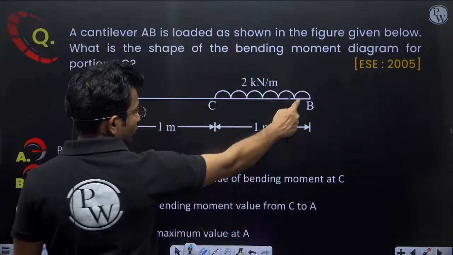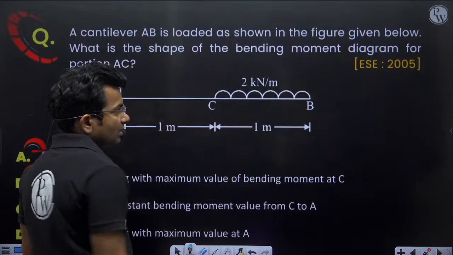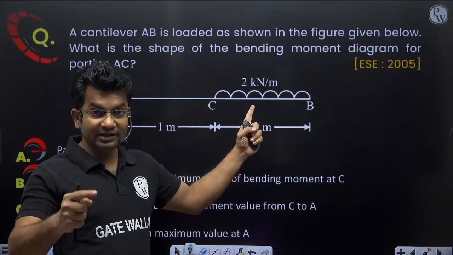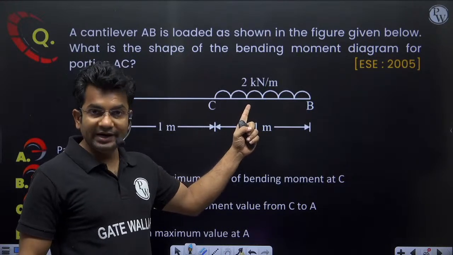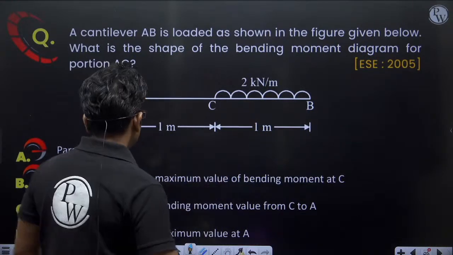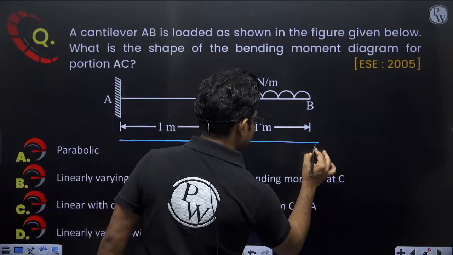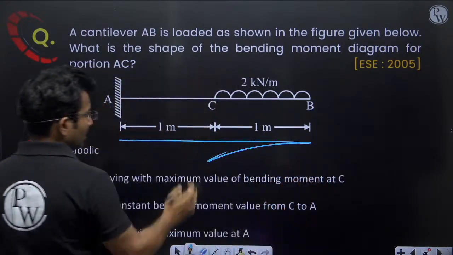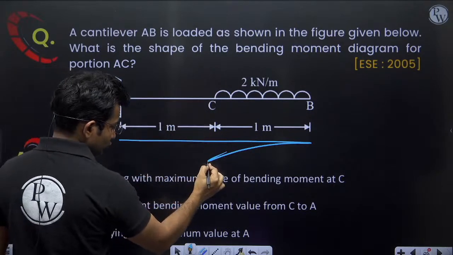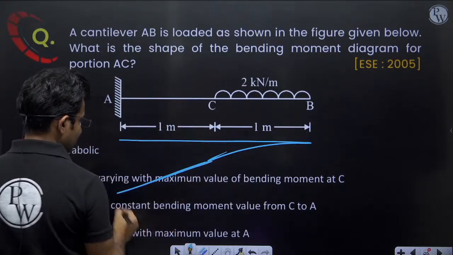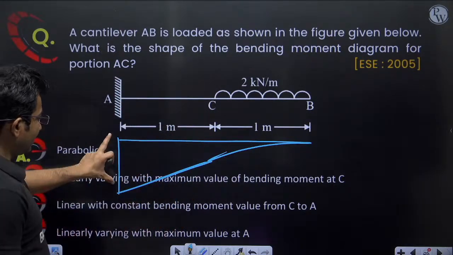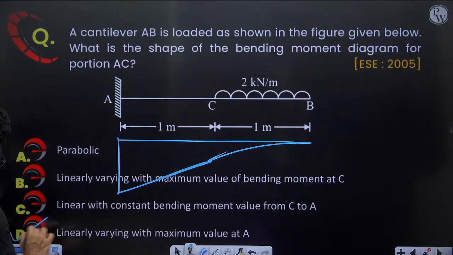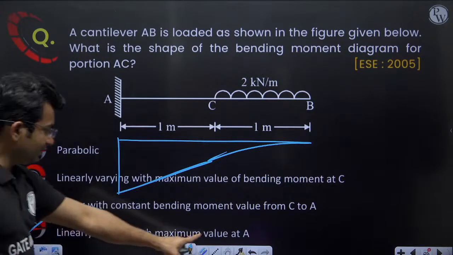For this portion, we have uniformly distributed load. So the shear force diagram will be linear or triangular, and the bending moment diagram will be parabolic. So in the BC portion, the bending moment diagram will be parabolic. Here there is no loading, so it will be linearly varying. Maximum bending moment will be at A. So the correct answer will be option D, linearly varying with maximum value at A.